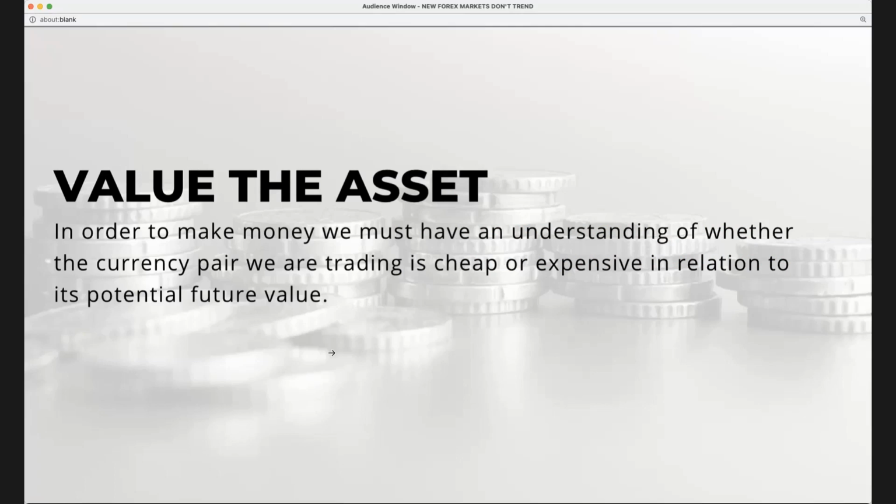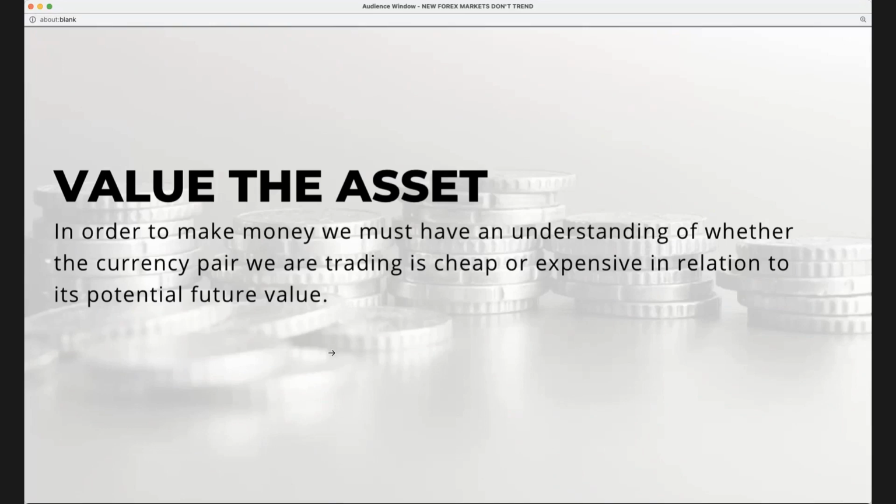Now, the next part is you have to be able to value the assets. In order to make money, we must have an understanding of where the currency pair is, in relation to where it could be. Is it cheap or is it expensive? When you're looking to buy a house, and this is actually quite similar to what we're going to do here, not that we're buying houses, but the view that we take, right?